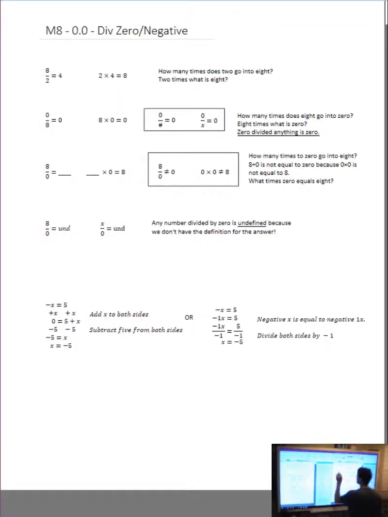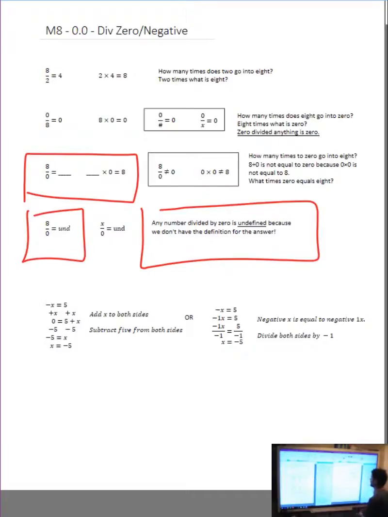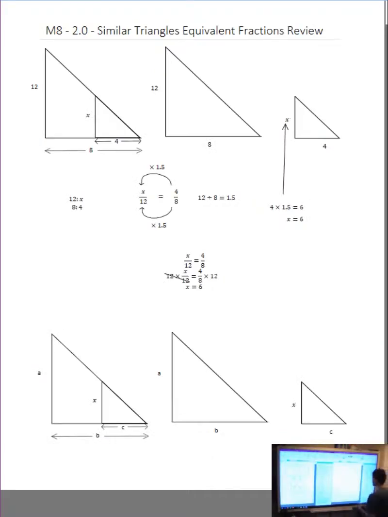Can't divide by 0. Gosh, can't divide by 0. Cannot divide by 0. 8 divided by 0 is undefined. Any number divided by 0 is undefined because we don't have a definition for the answer. Read this sheet. Really understand it. It helps.